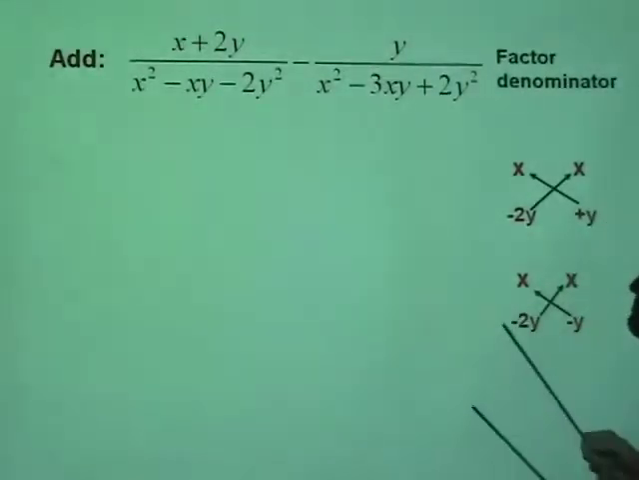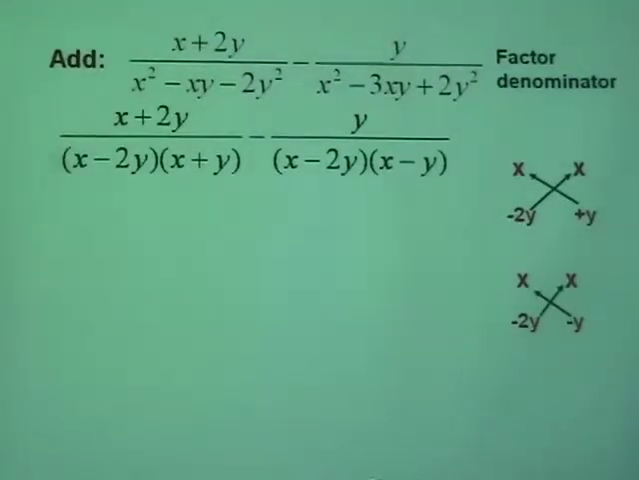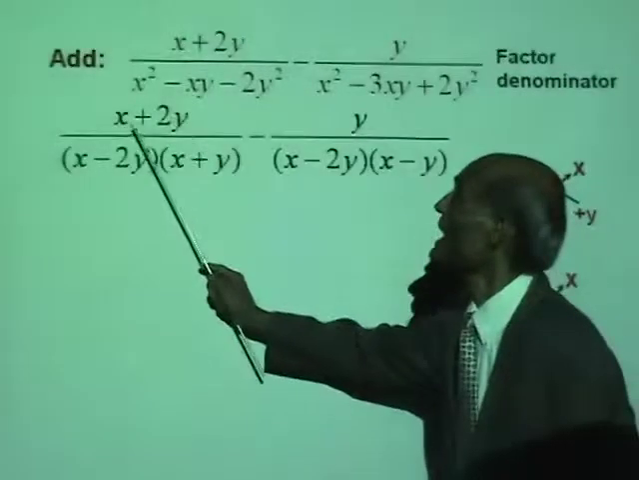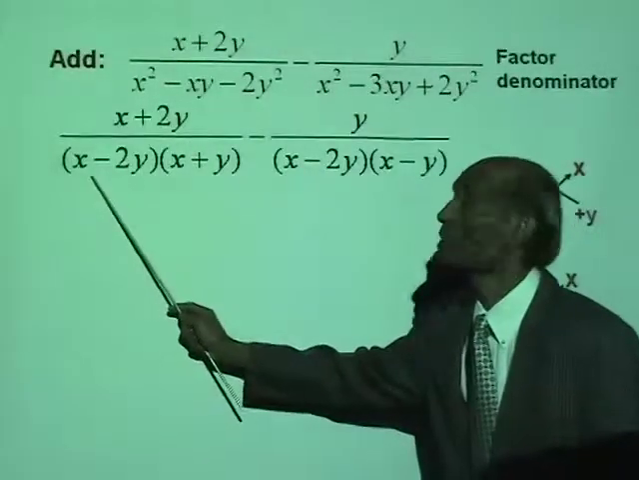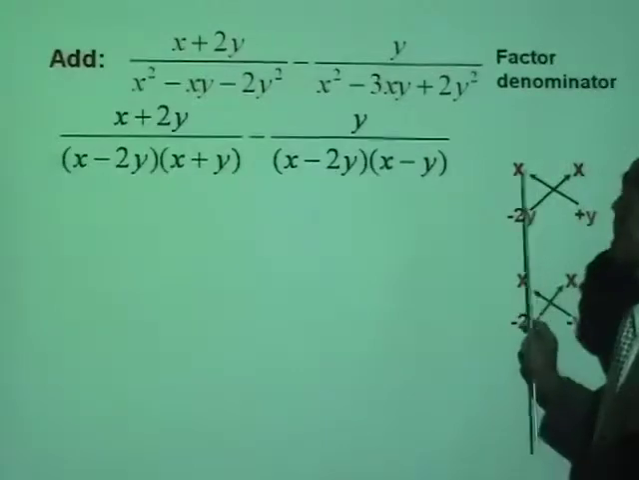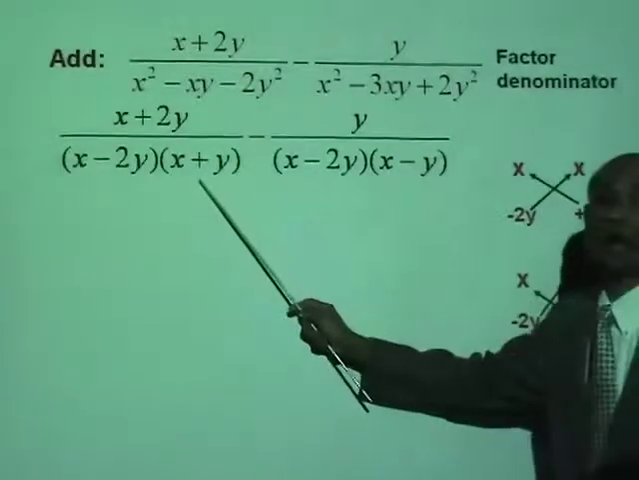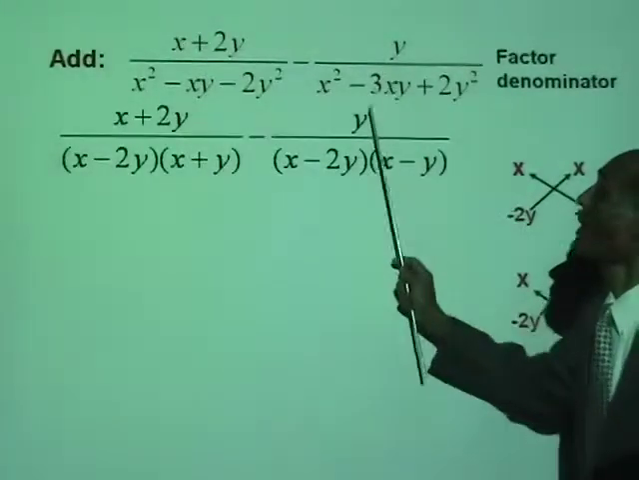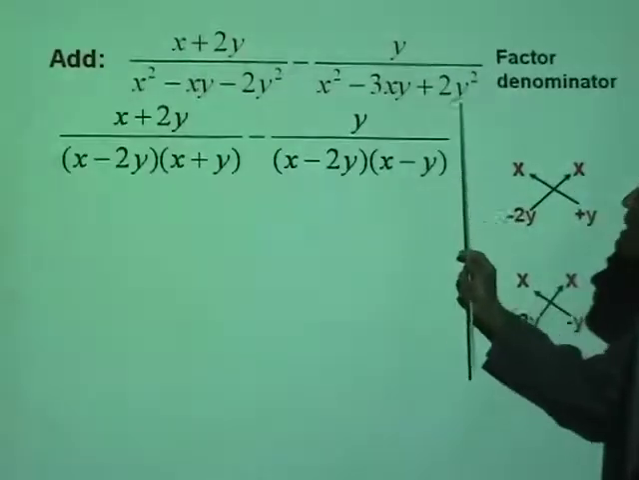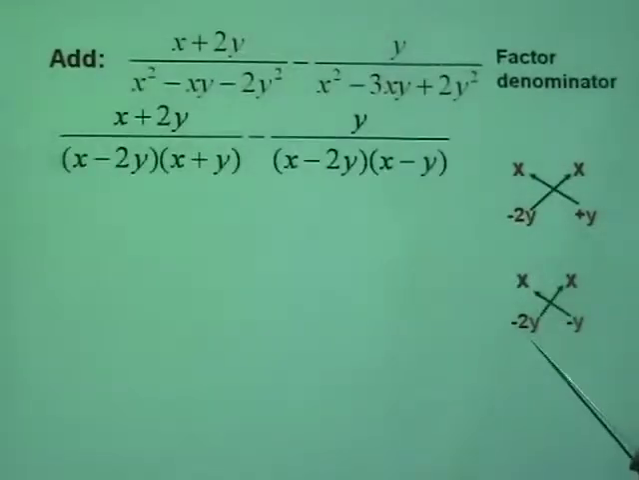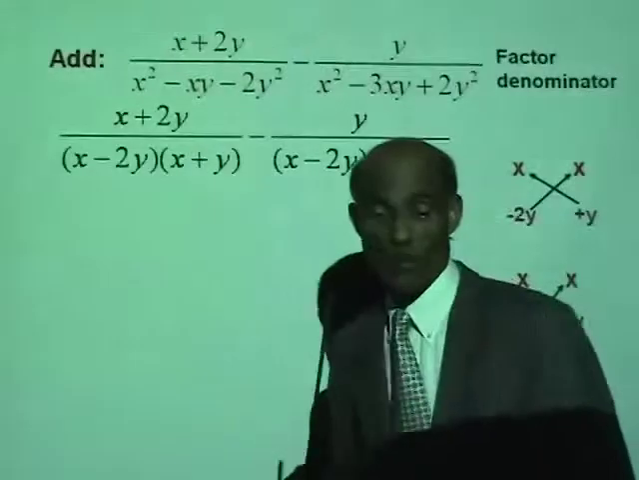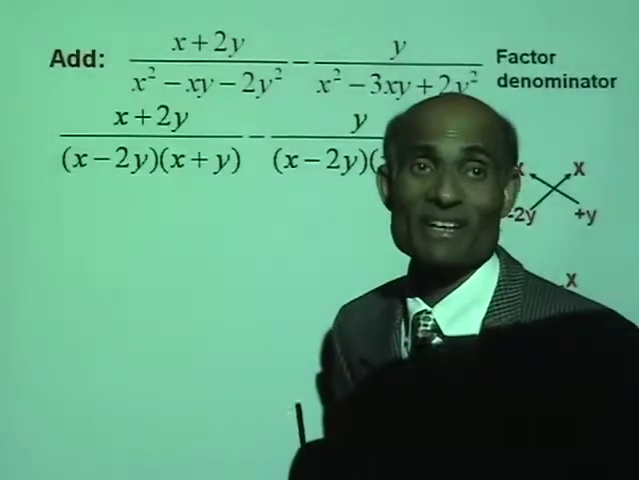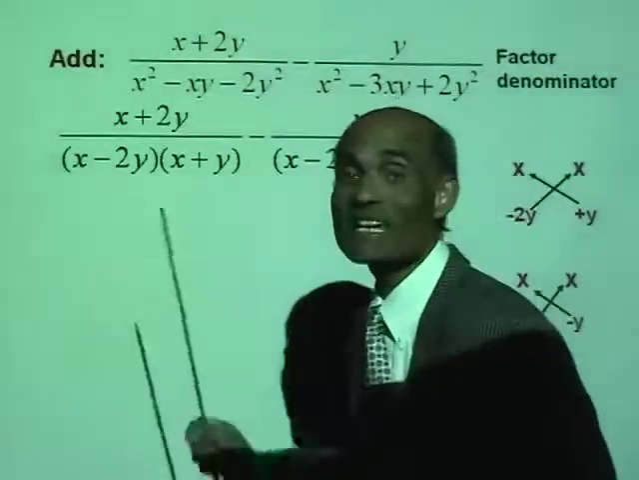Let's write them now with the factored form. So, this is now x plus 2y over, this trinomial factored is x minus 2y times x plus y, minus y divided by, this trinomial factored is x minus 2y times x minus y. We have now got the denominators factored. Can you take the LCD now?